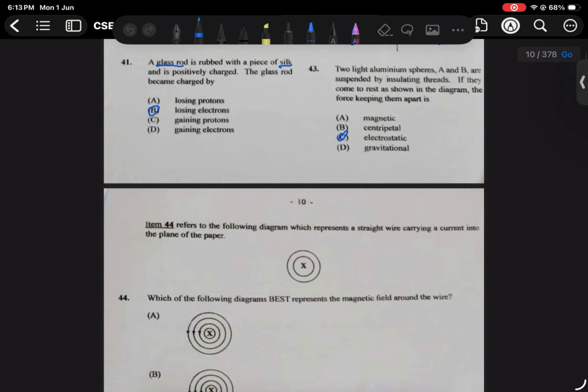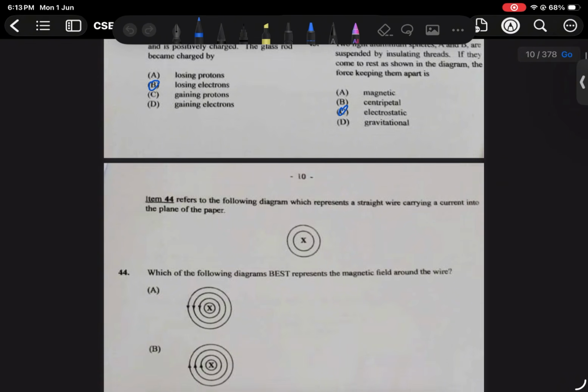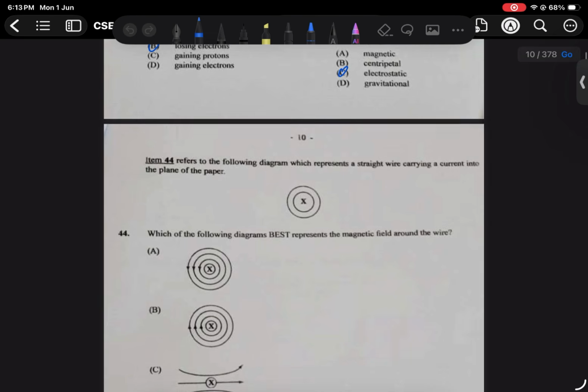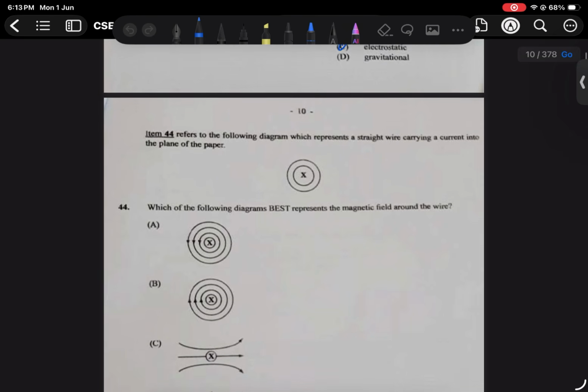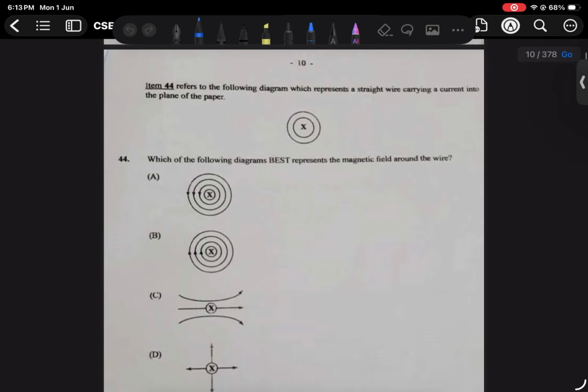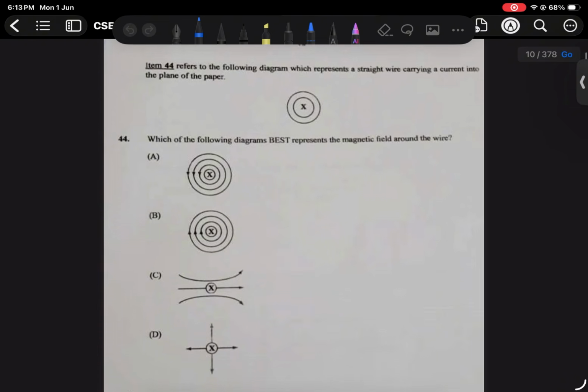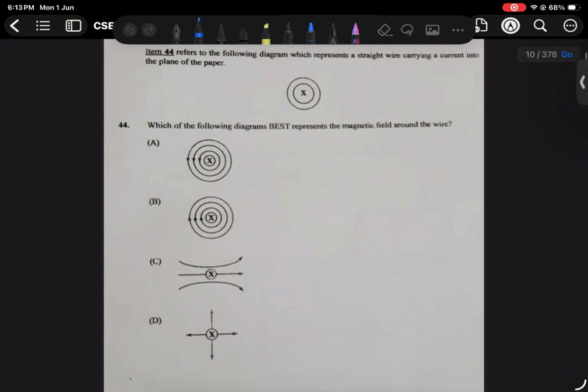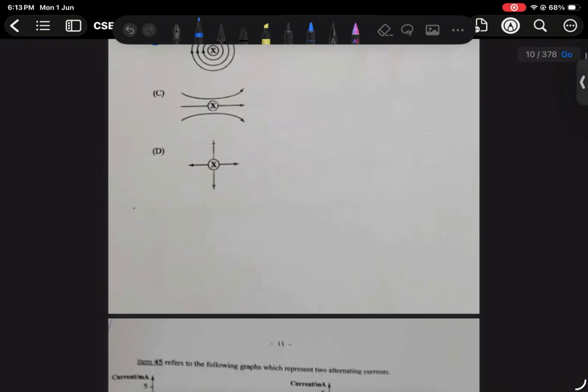Item 44 refers to the following diagram which represents a straight wire carrying a current into the plane of the paper, so it's going into the paper. Which of the following diagrams best represents the magnetic field around the wire? So right here, you'd have to use your right hand grip rule, and when you point your thumb into the page, you'd see that your 4 other fingers are turning in a clockwise motion.